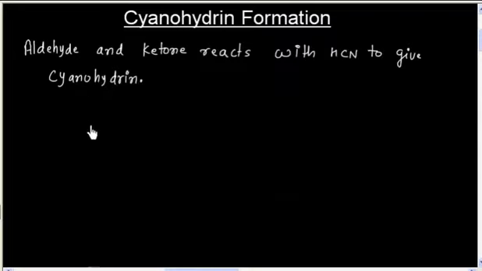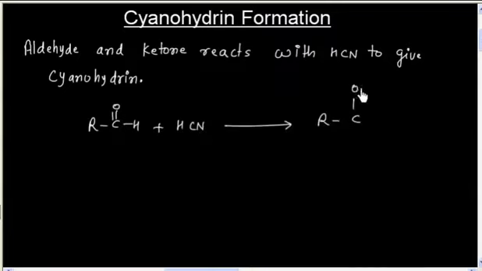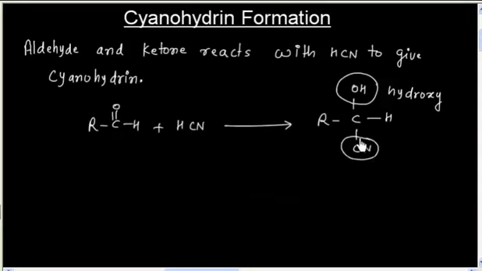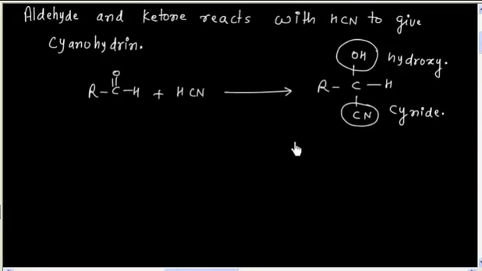For example, let us say we have an aldehyde and this reacts with HCN to give this product. The product contains a hydroxy group and it also has a cyanide group. So that's why the product is called cyanohydrin.